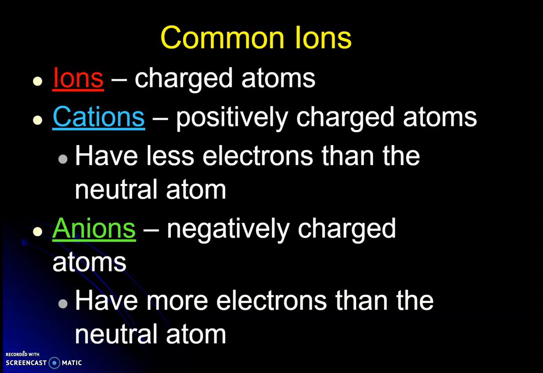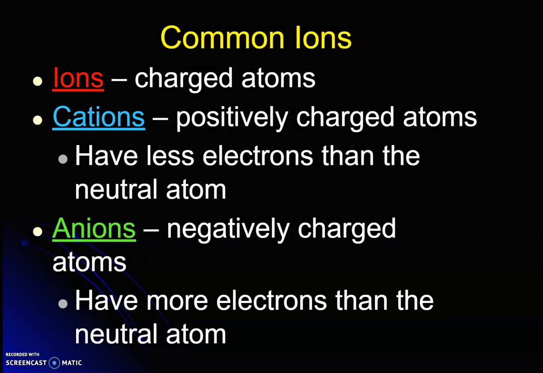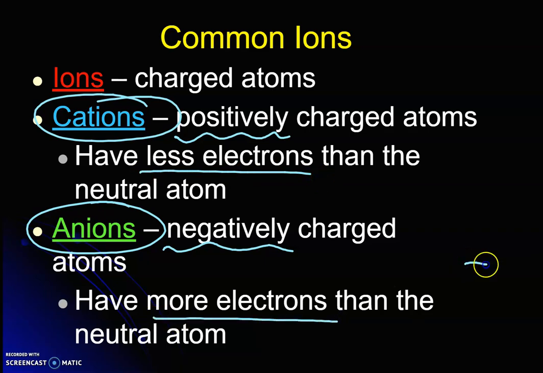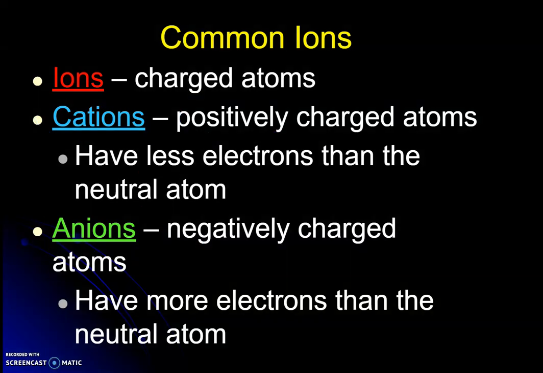out there are ions. Our ions are those charged atoms. This is stuff that you probably remember from the previous videos. We can have cations and anions. Cations are going to be positively charged and anions are negatively charged. The cations have less electrons than the neutral atom and the anions have more. So these are going to be negatively charged, these are positively charged. Remember, we don't change our number of protons, so it's all about the electrons.